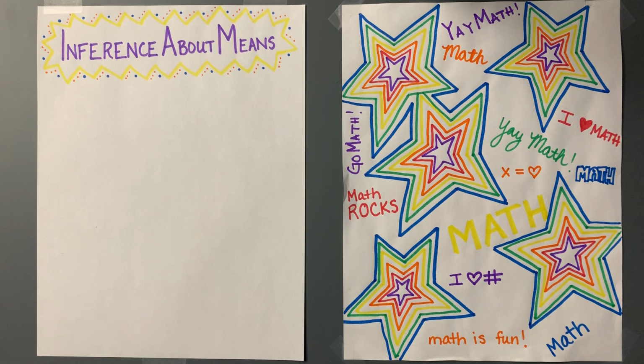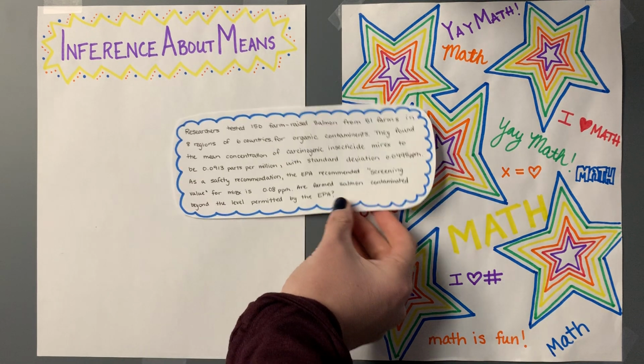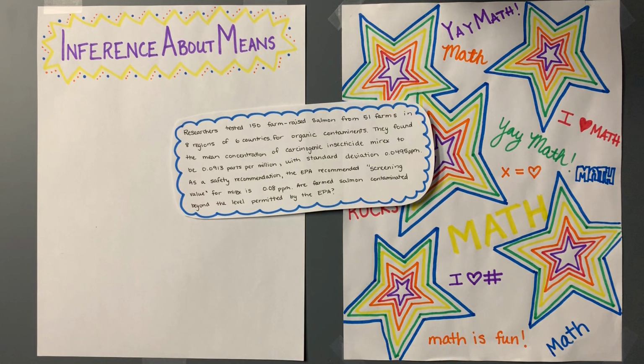Hi, welcome back. In this video, we are going to talk about inference of the mean. We're actually going to do an example using this situation. Researchers tested 150 farm-raised salmon from 51 farms in 8 regions of 6 countries for organic contaminants.